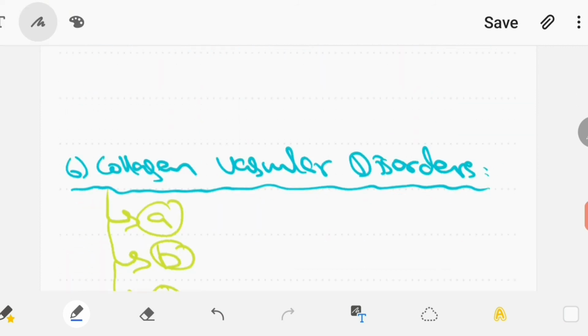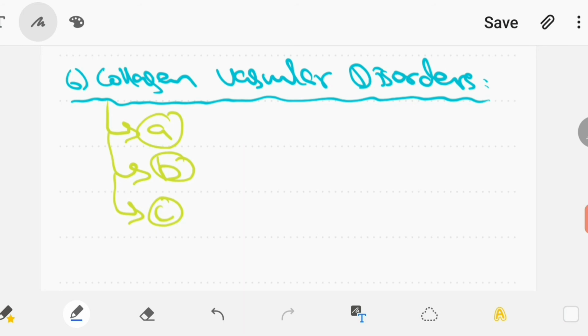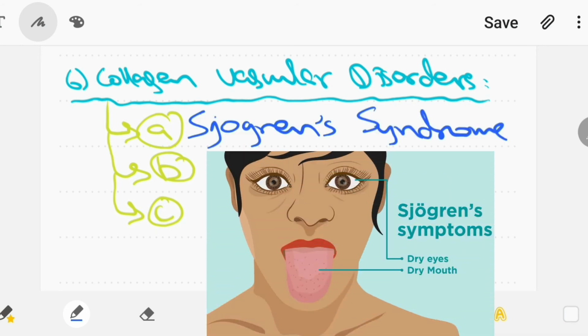So the sixth and the last category of myofascial pain disorder is the collagen vascular disorders, which includes Sjogren's syndrome. Sjogren's syndrome is the autoimmune condition characterized by xerostomia, xerophthalmia with keratitis. Sometimes muscle and joint pain is present, including TMJ. Sjogren's syndrome is diagnosed with minor salivary gland biopsy.